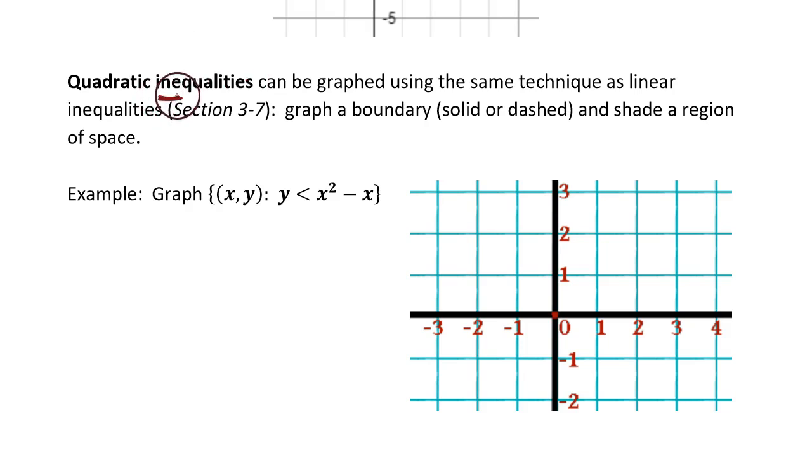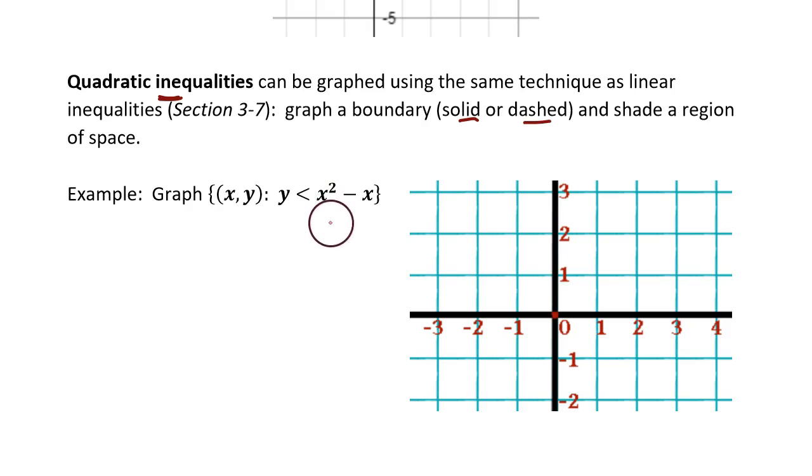Quadratic inequalities can be graphed using the same technique as linear inequalities, which we learned about in section 3-7. You graph a boundary line, which can be solid or dashed, and then shade a region of space. Let's try an example. Graph y is less than x squared minus x. Because it is degree 2, it's a quadratic equation. We expect there to be a parabola shape.